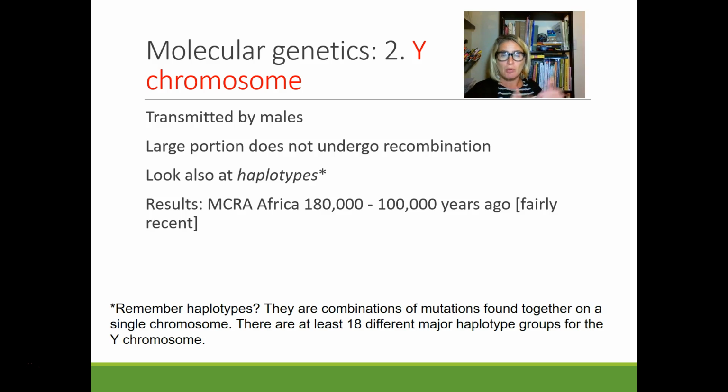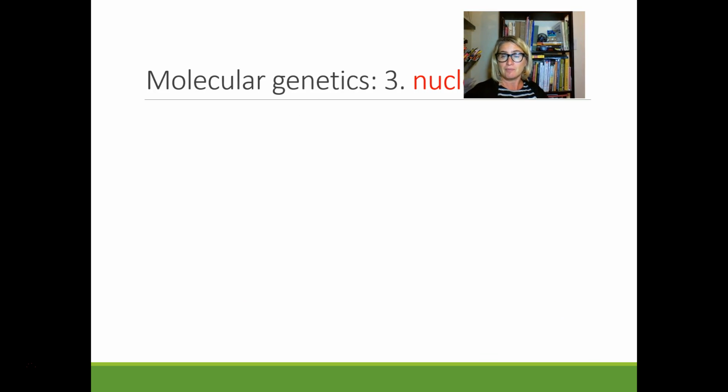And when researchers put this all together, looking again at modern humans, comparing modern haplotype groups, they can work backwards and suggest that we had a male ancestor about 180,000 to 100,000 years ago in Africa. So all of us share this male ancestor in Africa and a female ancestor according to mitochondrial data. So here we have both of these suggesting that we have African roots around the same time periods.